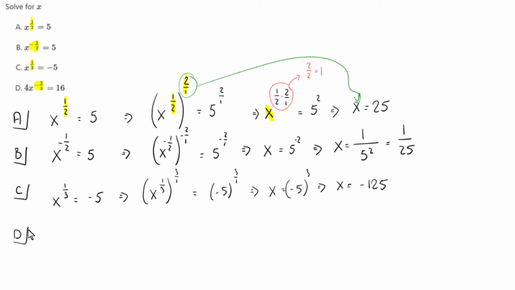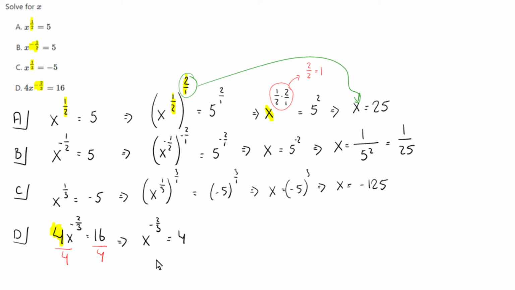And then finally we have 4 times x to the power of negative 2/3 equals 16. So in this case, we have a numerical coefficient in front of the power. We need to get rid of that numerical coefficient. We can do that by dividing both sides by 4, which leaves us with x to the power of negative 2/3 equals 4.